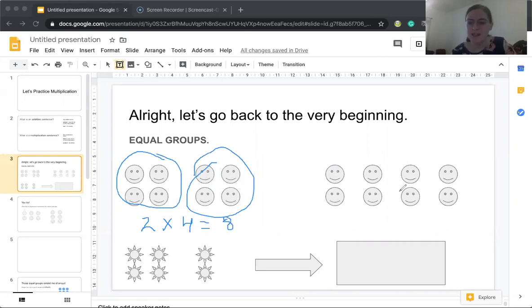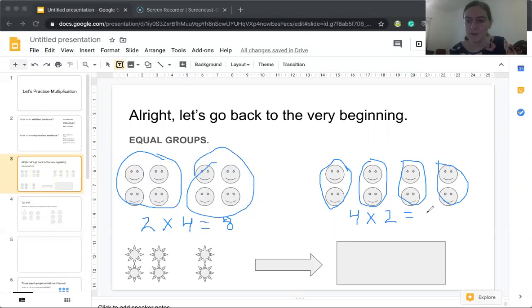Over here, I have the exact same number of smiley faces, but I've changed it a bit. Now I have a group of 2, a group of 2, another group of 2, and another group of 2. So I have 1, 2, 3, 4 groups. And in each group, I have 2 smiley faces. 4 times 2, I know my product, because I have been practicing my basic facts. It is also 8.